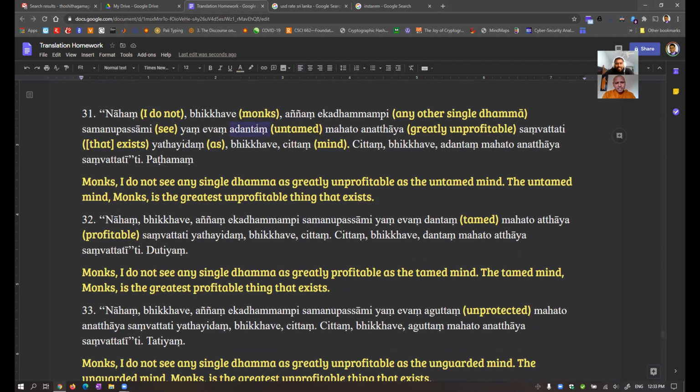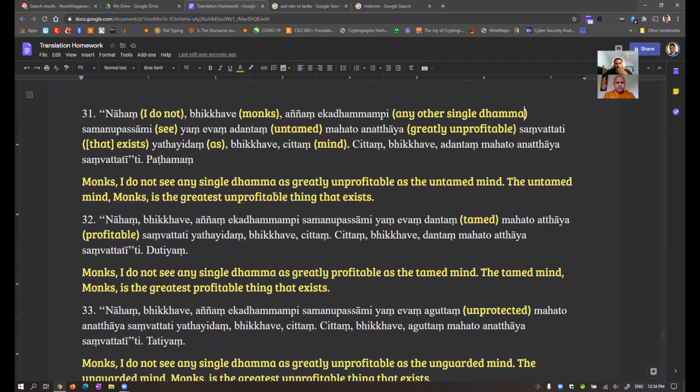Na ahang bhikkhave, monks, I do not see any other single dhamma. I think it's in the singular, not plural. I don't have to say single. You can say single, but dhamma is plural, so you say it in the singular. I understand. Samanupassami, so they are connected. I do not see.